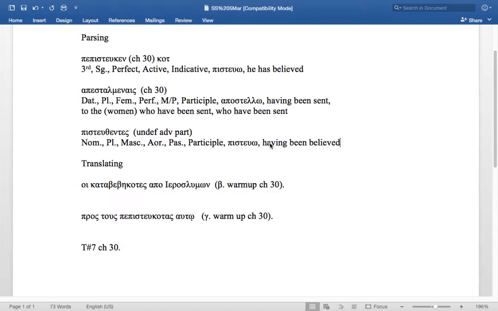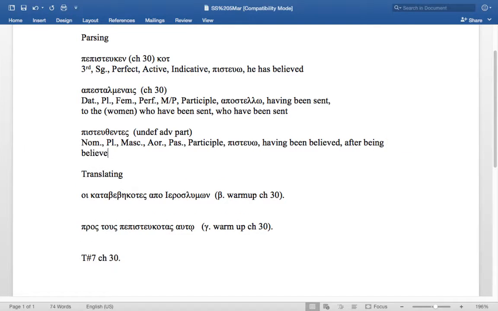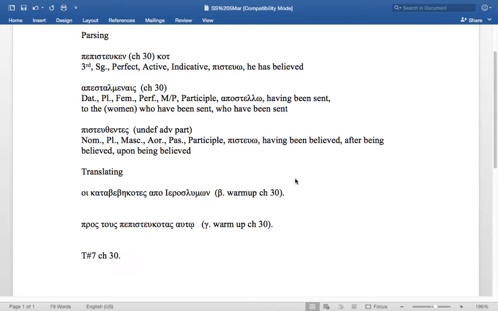Okay. Now, technically, have or has is kind of the helping verb we use for the perfect tense, but a lot of times it is the sense of the aorist, like I said in the video, so that's fine. Another option would be, if it was adverbial, we could say, what's that? After being believed? Yes. Or upon being believed, maybe, if the action was contemporaneous. There's a number of possibilities here.